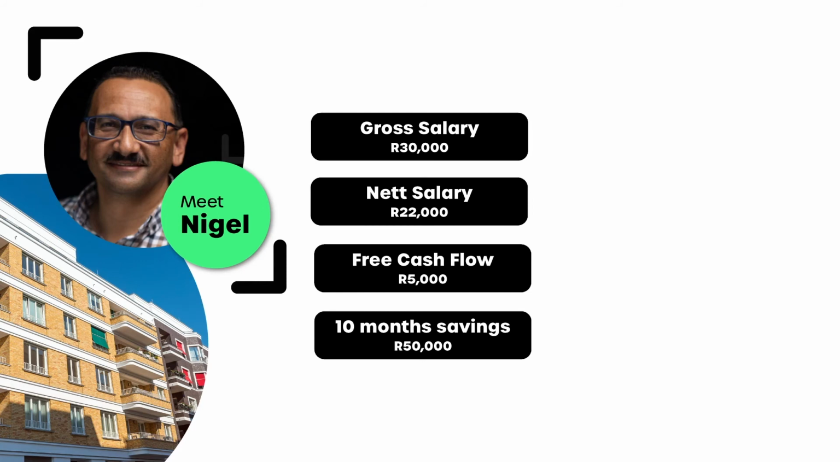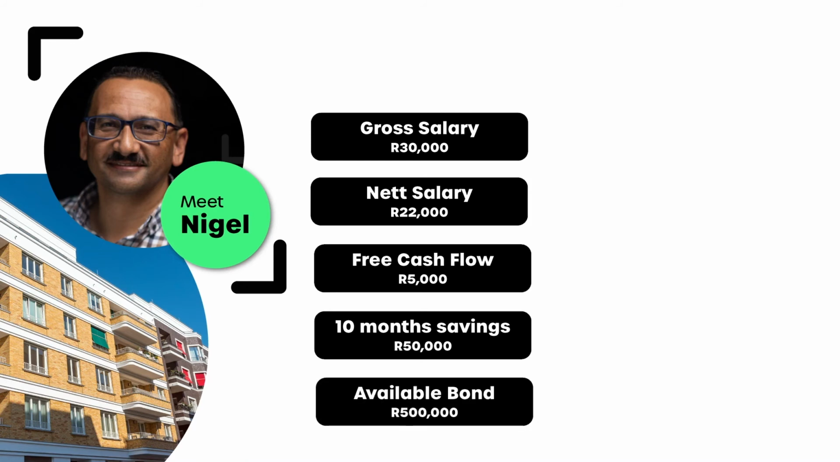You then take that money, you go to the bank, you say, I've got this money, what do I qualify for in terms of a bond? The bank will most likely say, well, with a 10% deposit, you can qualify for a 450,000 Rand bond, which gives you 500,000 Rand capital to work with. You then go and you look for a property worth 500,000 Rand.